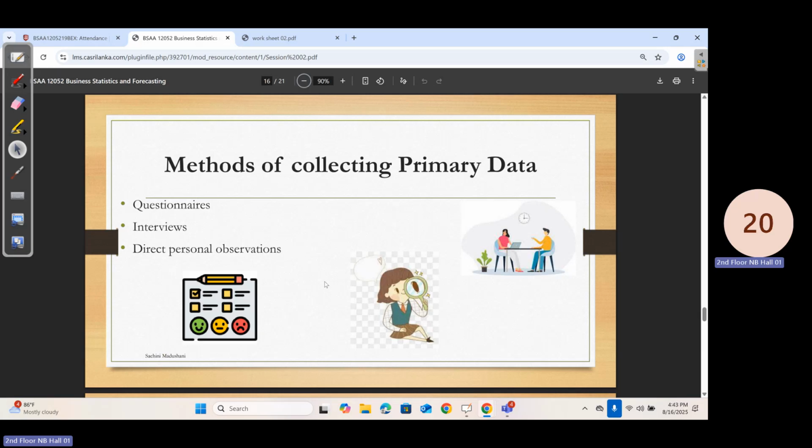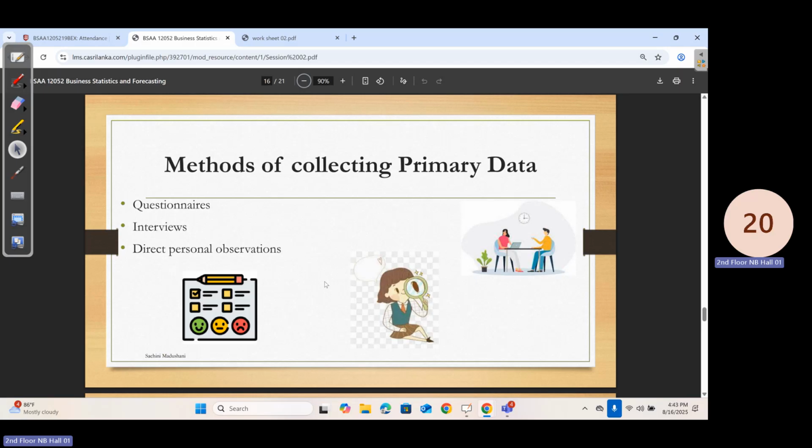Okay, the third one is direct personal observation. This is the third method we can use to collect primary data. Here we use direct personal observation. There are no interviews, no questions. We go to the environment, we study and observe, and then we collect the data. No discussion, no questionnaires. We observe and collect the information. It's clear? These are the different methods we can use to collect primary data.